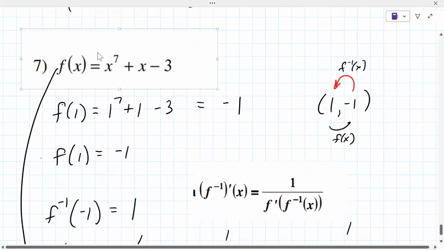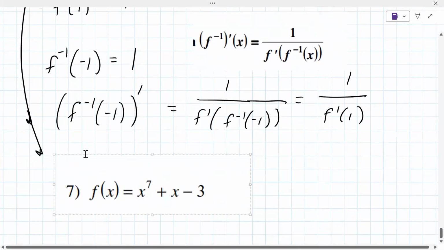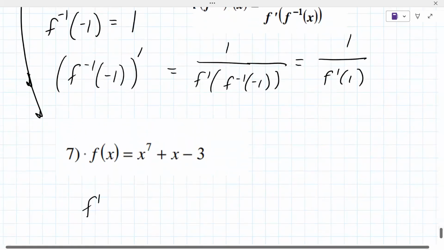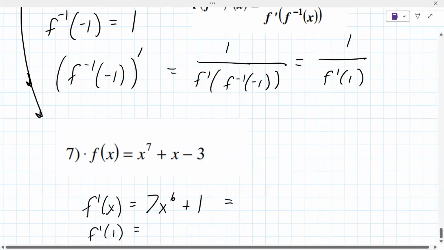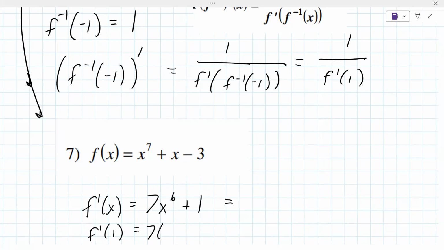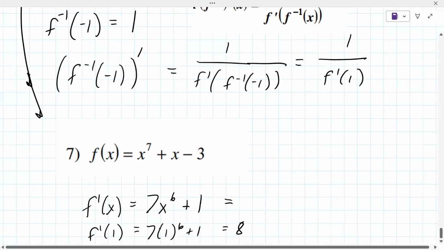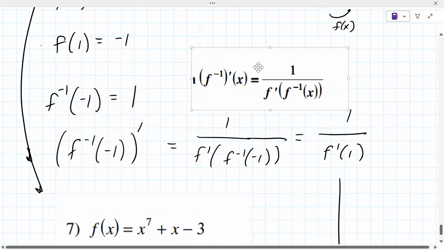So you have to take the derivative of this. So 7x to the sixth plus 1. And then you're evaluating at that 1. f prime of 1 equals 7 plus 1, 8. The answer becomes 1/8. Oh, that makes sense. So that's kind of the long way of doing it.